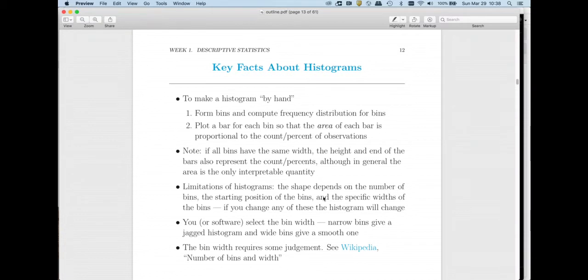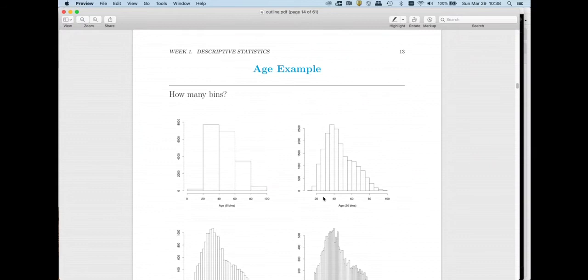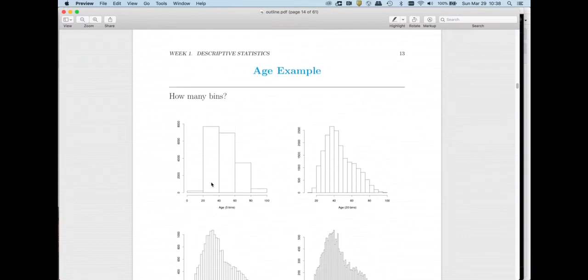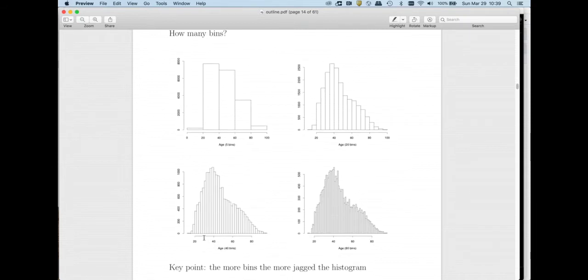Now, there's a little bit of a problem with this. You have to choose the size of your bin. So the more bins that you have, for example, if I were to make my bins 20 to 40, 40 to 60, 60 to 90, this would be my histogram. If I made my bins every 5 years, this would be my histogram. If I had 40 bins, this would be the histogram. 80 bins, this would be the histogram. So how many bins do I need?